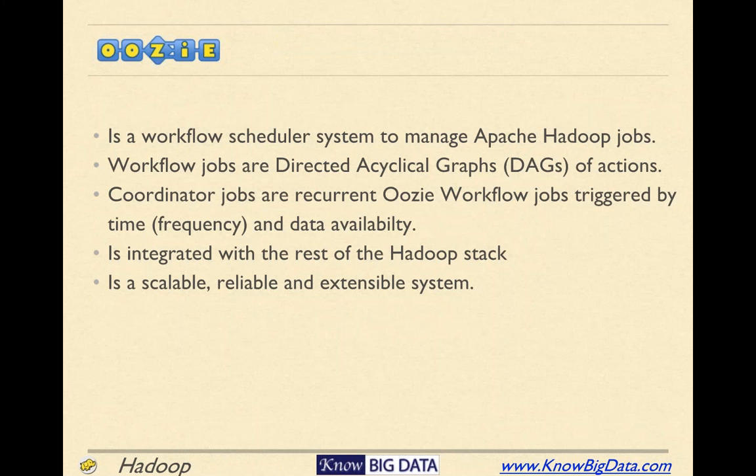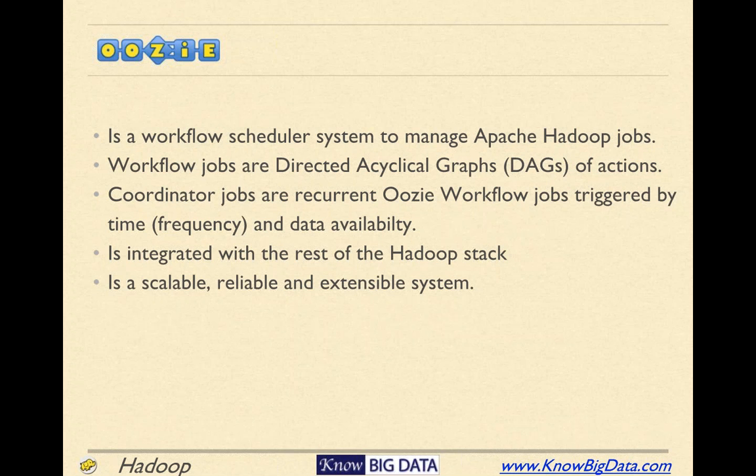And workflow jobs are directed acyclic graphs. What is a directed acyclic graph? We have a dependency graph, you can say. A depends on B, depends on C, and so on. When A depends on B, it does not mean that B also depends on A, and therefore it's directed. It's always directed who depends on who, as well as it's acyclic.